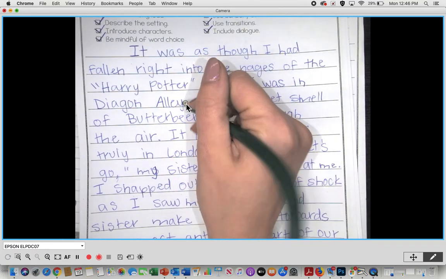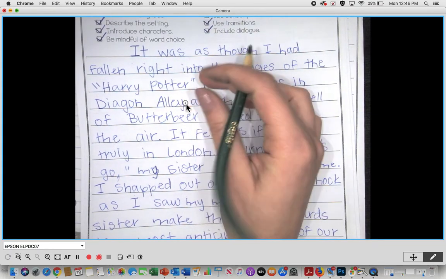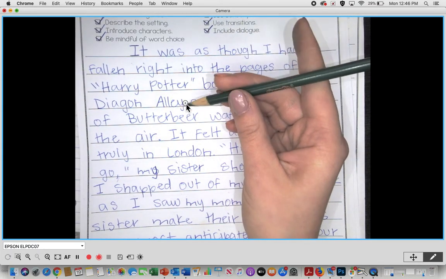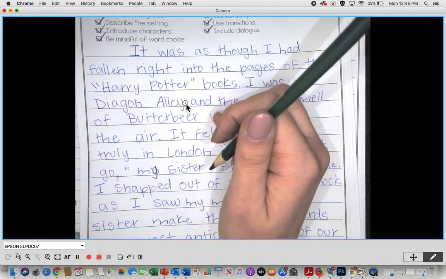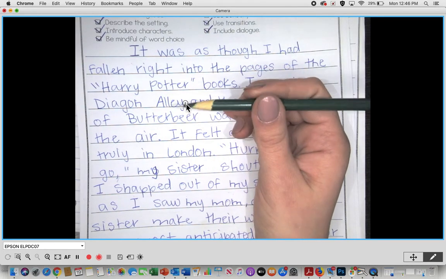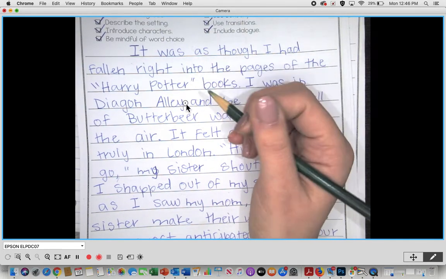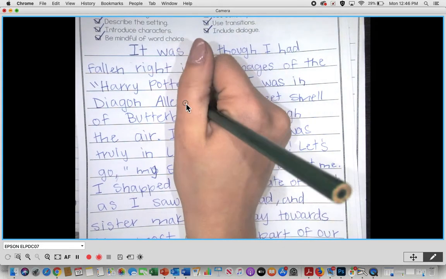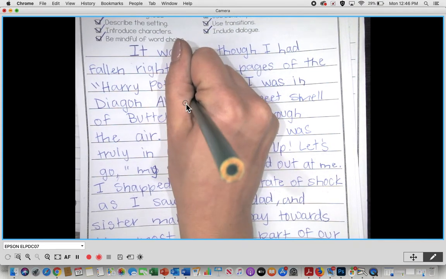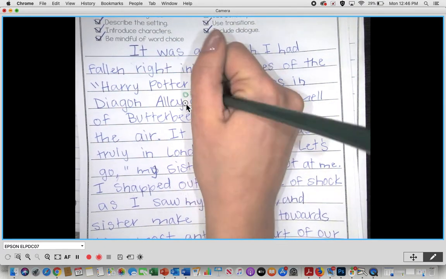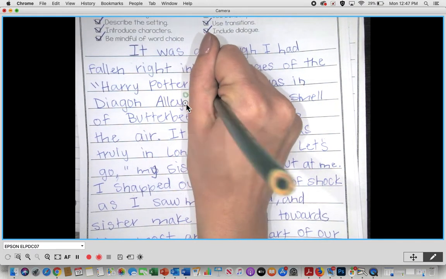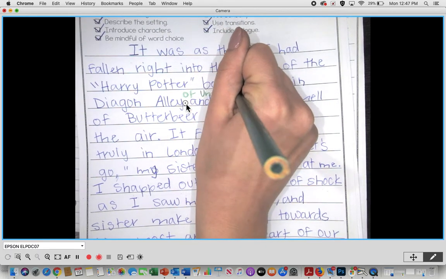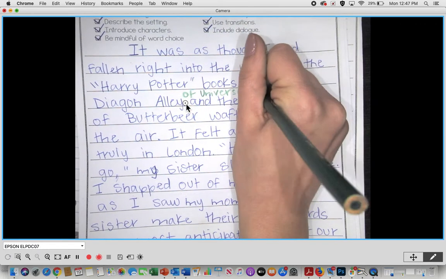So I can go ahead and add. You can see that there's wide lines here, so that way you can add. I'm using a different colored writing tool. I was using a blue pen, so I'm going to go ahead with a green colored pencil. I'm going to write any edits I need to make. And so I was in Diagon Alley of Universal Studios. So that way my reader kind of knows exactly where I was.